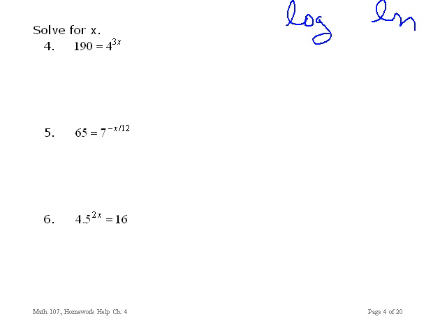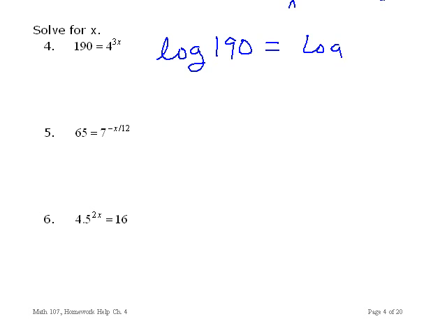Right. And it doesn't matter which one you use as long as you're consistent. If you use, I'll show you. I'm going to take the log of both sides. Log of 190 equals log of 4 raised to the 3x power. Now log of 190 is a button on your calculator.